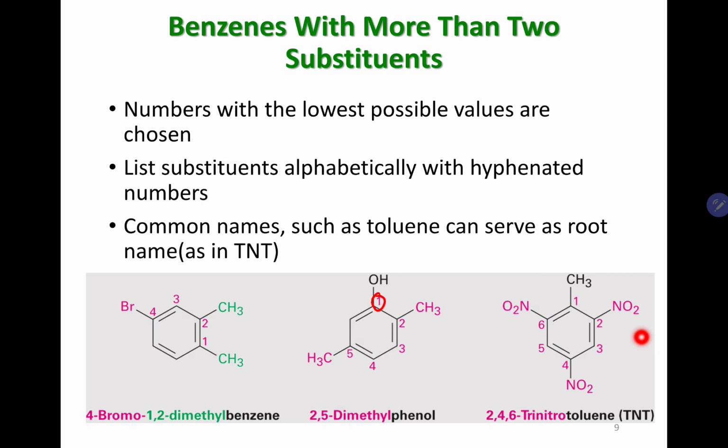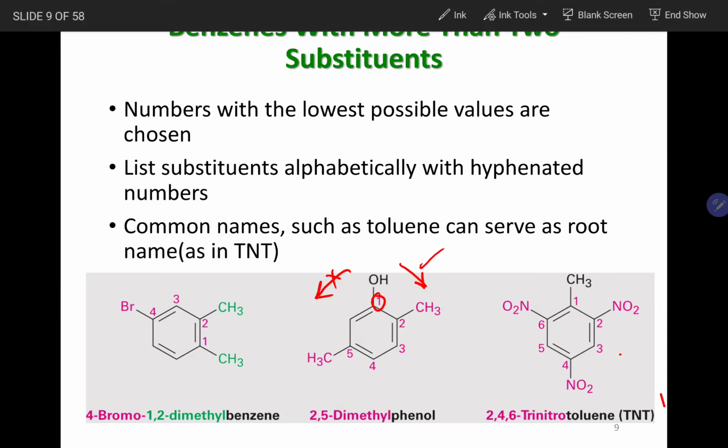After that, you will try to give lowest possible numbers to your substituents. That is why you are going clockwise and not counterclockwise. If you go counterclockwise, the first substituent that you are going to see is on the third carbon, but if you go clockwise, you are going to see a substituent on the second carbon. So you will try to give lowest possible numbers to your remaining substituents.